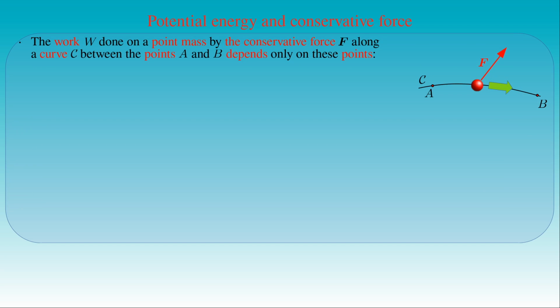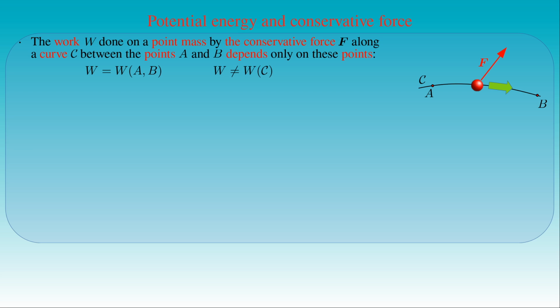Let us examine the potential energy of a point-like body under the influence of a conservative force. We saw that the work W done on a point mass by the conservative force F along a curve C between two points A and B depends only on these points. In other words, the work W is a unique function of the points A and B, and it is independent of the curve C connecting the 2 points.